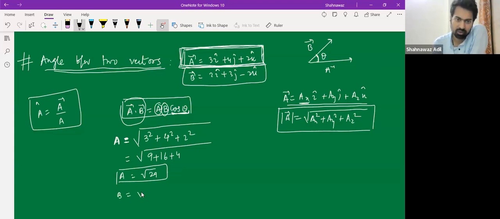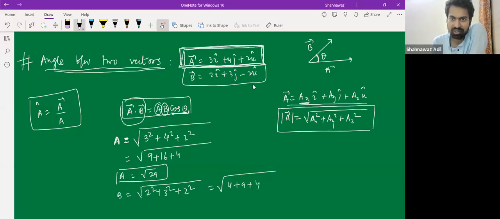Sir, root 8. Oh, you already calculated. So 3 square plus 2 square, so root of 4 plus 9 plus 4. Wait, sir, that's 2? Okay, I got it. I wrote it wrong. After you changed the order, I thought all three of them were 2. That's why I got it wrong. Oh, okay. Sorry for my handwriting. I need to work on my handwriting.